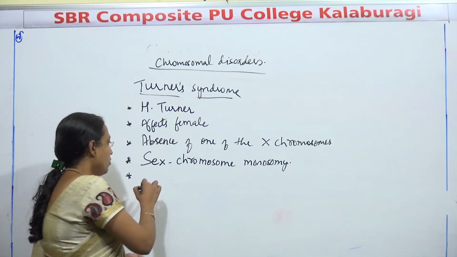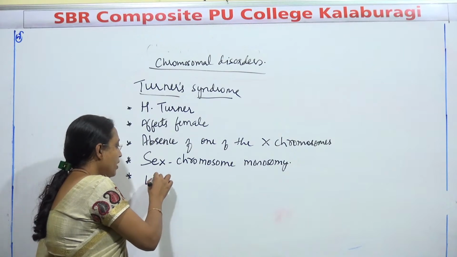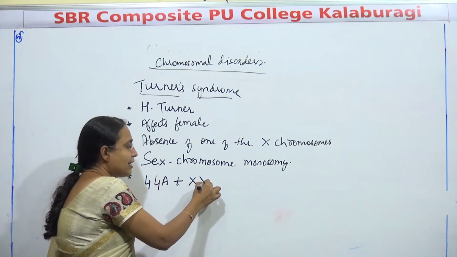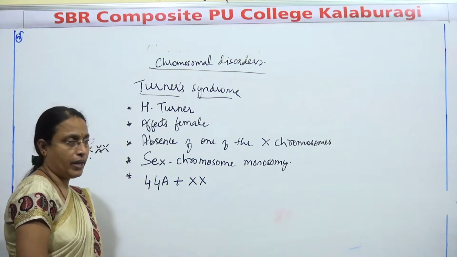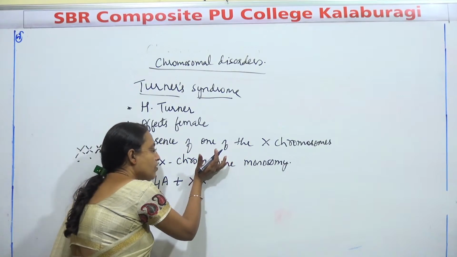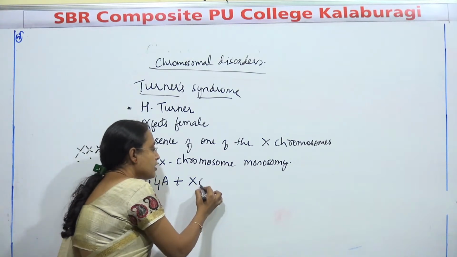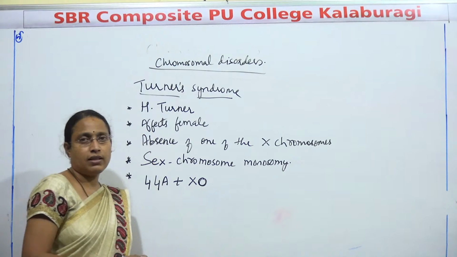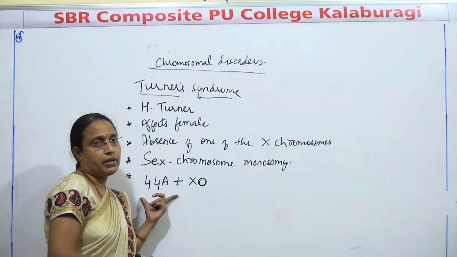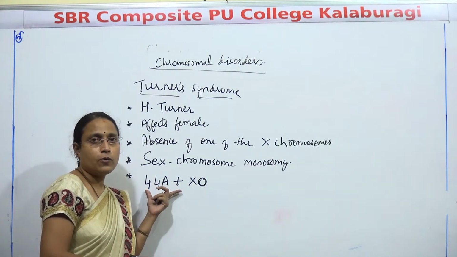Now, what is the chromosome complement then? The chromosome complement will be 44A plus XX in case of a normal female. Now here, there is absence of one of the X chromosomes. So one of the X chromosomes is absent in that woman. As a result, it becomes XO. O is nothing. So this is the chromosomal condition of Turner's syndrome.